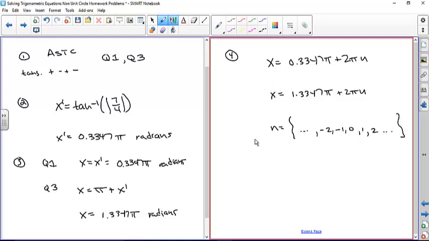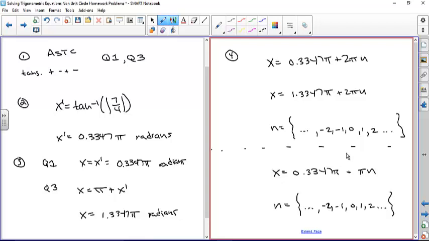So that was one way you can do it. Or you could just take your first quadrant solution, 0.3347 pi, and add pi n. Instead of 2 pi n, add pi n, where n still goes by integers from negative infinity to positive infinity. So this solution here, 0.3347 pi, would be when n equals 0 in this case. If I had n equals 1 in this second case, I'd get 1.3347 pi. So either one of these is going to be fine with me.